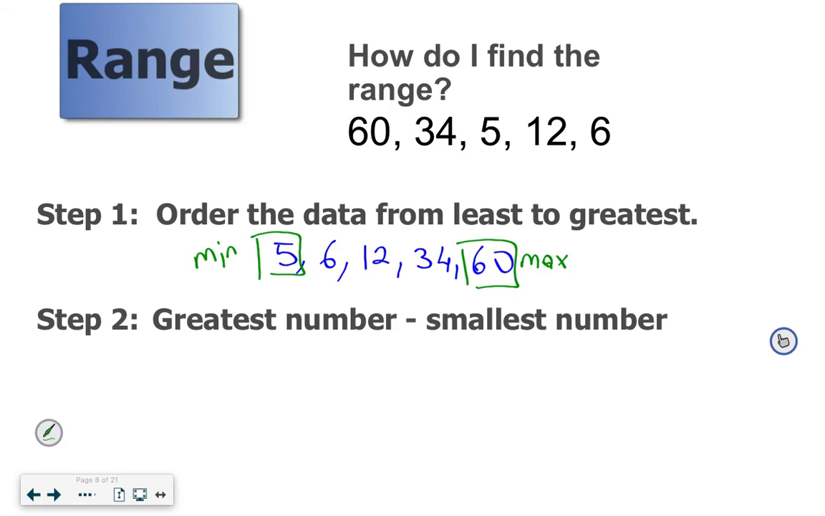After that, we need to subtract. To be able to find the range, we need to subtract the least number from the greatest number. So 60 minus 5, which is equal to 55, is your range.